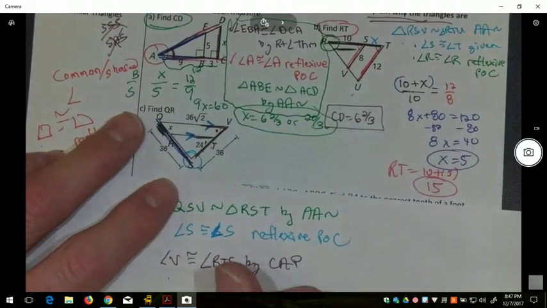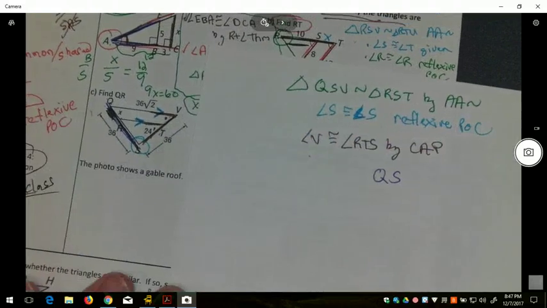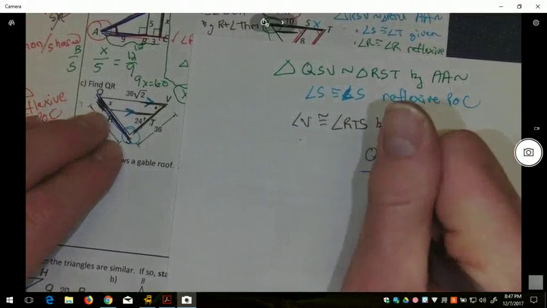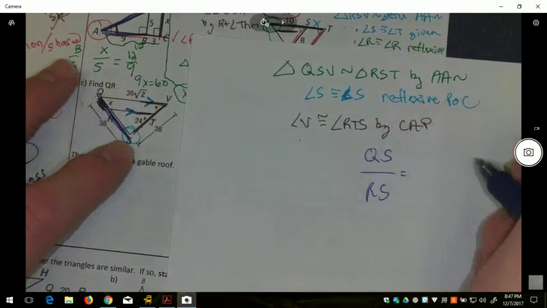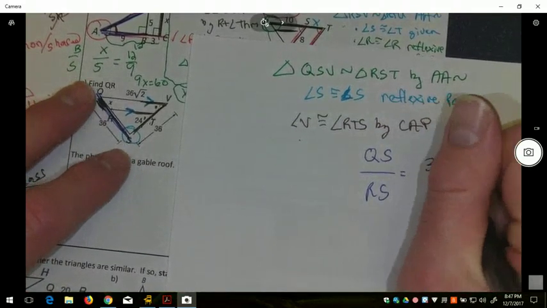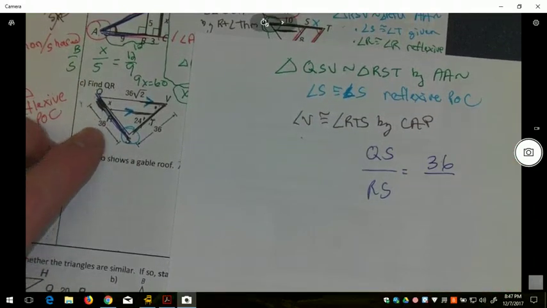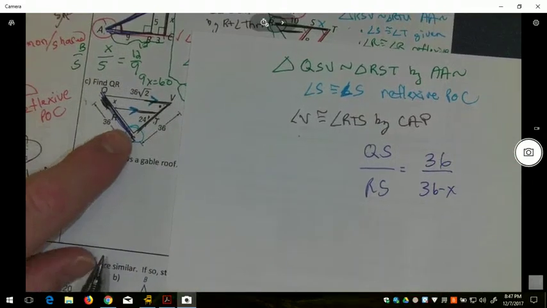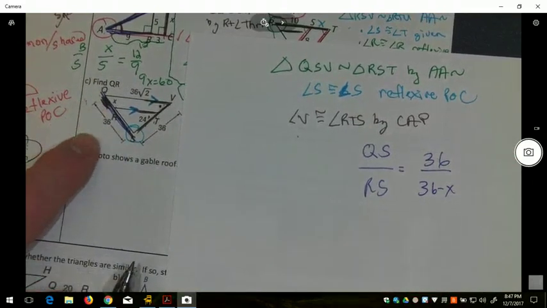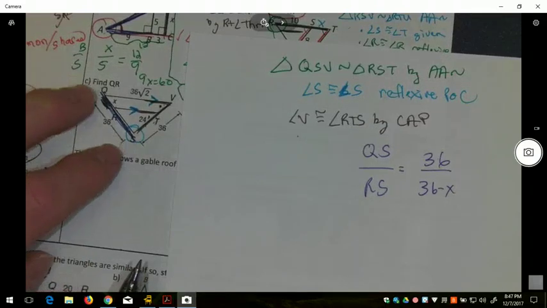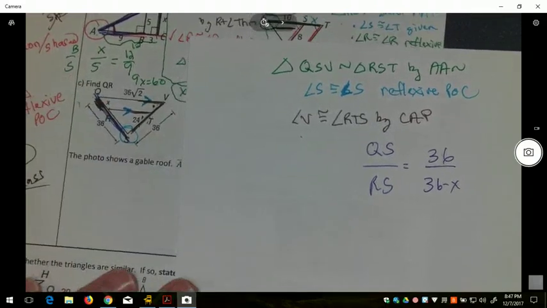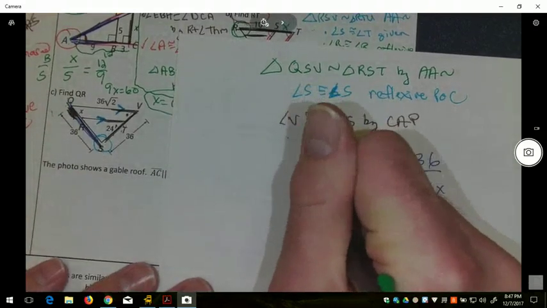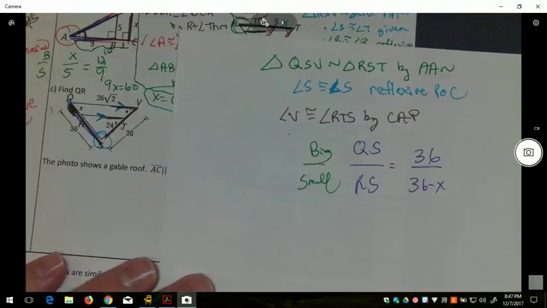Now here's where I'm actually going to write down my ratios. I've got QS. QS matches up on the small triangle to RS. QS is 36. RS is whatever 36 is minus x, because it's this piece. Segment addition postulate says x plus this equals 36. So RS is going to be the whole thing minus the little piece x. The other side, notice I did big over small, so I got to do the same thing when I find another set of corresponding sides.